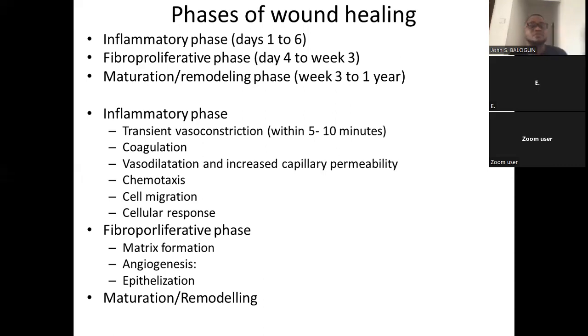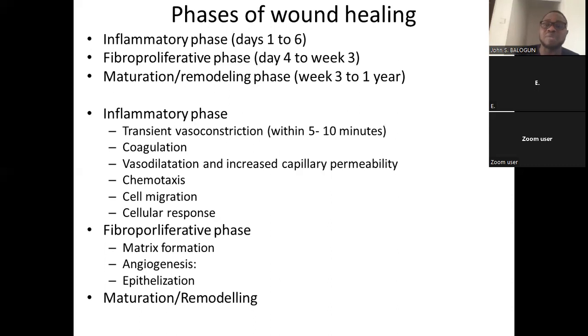Now, though there are 4 phases, let me emphasize that for the purpose of discussion, they are divided into 4 phases, but these phases occur simultaneously. It's not independent of each other. That means you don't move from one phase, after you are done with one phase, to the second phase.